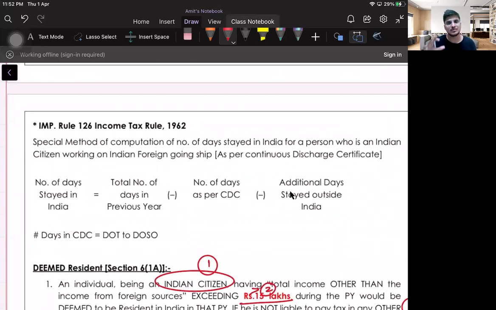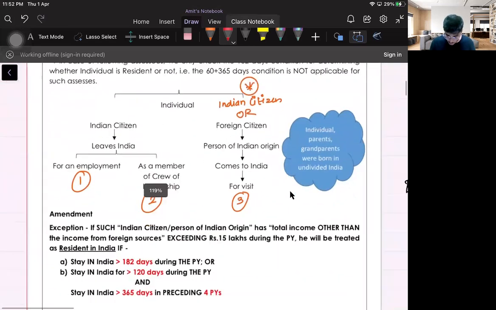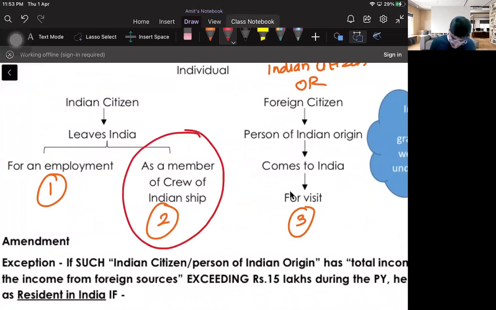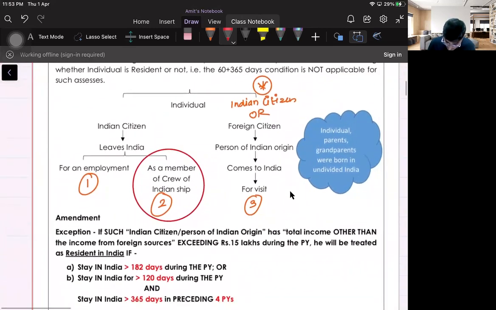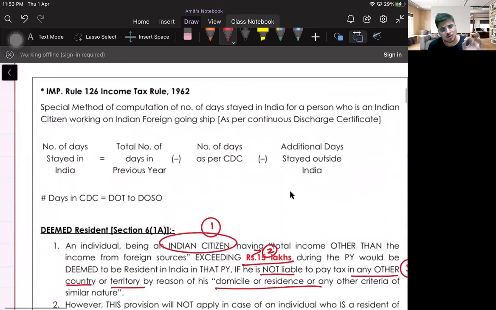Then one more point which we'll have to discuss: Rule number 126 of income tax rules, wherein they have mentioned there is very much inconvenience in determining the total number of days of stay in India in case of a member of crew of Indian ship. Hum logon ne ye dekha tha point number 2 mein. So that's why they came up with this rule 126. As per the continuous discharge certificate, take the entry day, take the exit day. Ye jo period of days hai, you will exclude those period of days from 365 days.